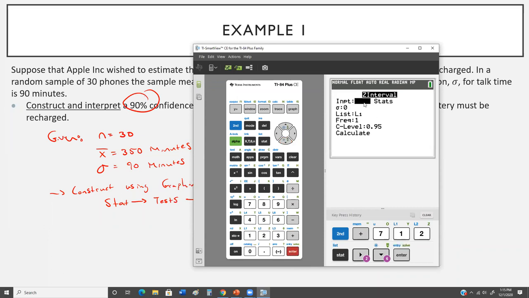Now you're going to see two options here. You're going to see Data. I didn't give you the raw data, so you're going to scroll over to Stats and hit enter.